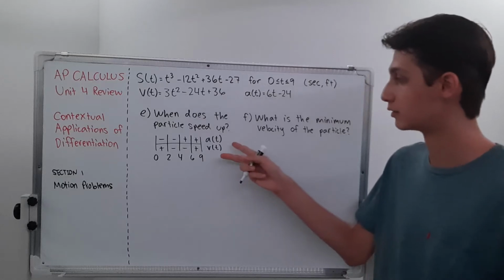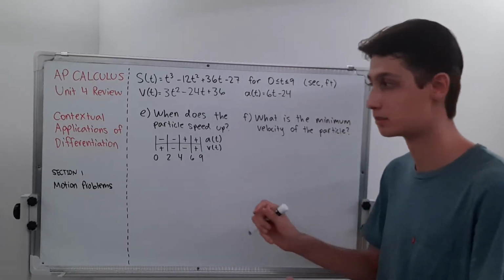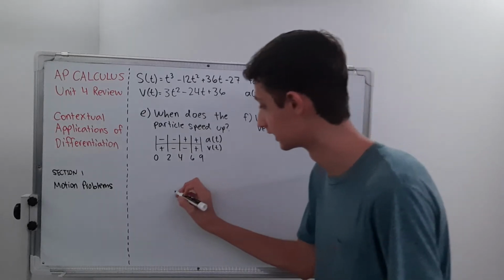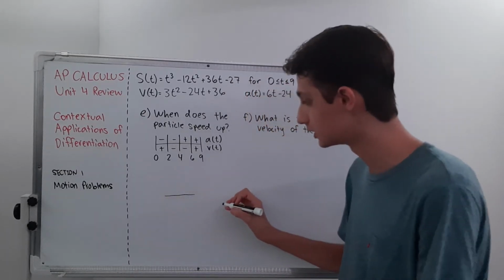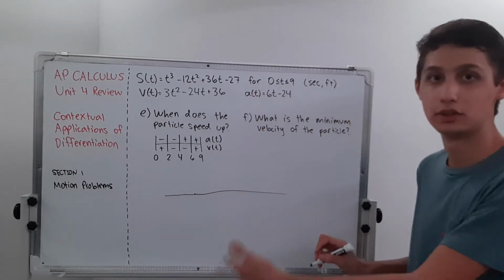I mean, I'm sorry, they have to be the same signs. If your velocity is positive, so you're moving this way, and your acceleration is also increasing, so you're going faster and faster, that's when you're speeding up, right?